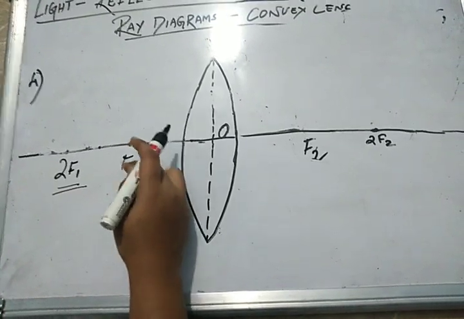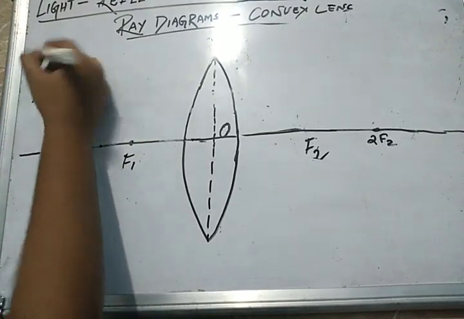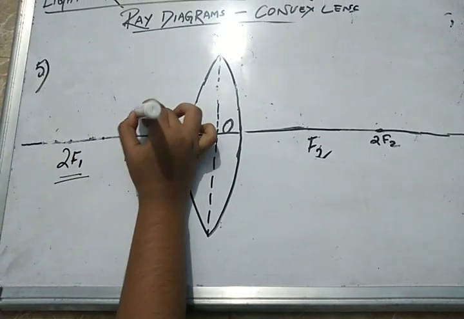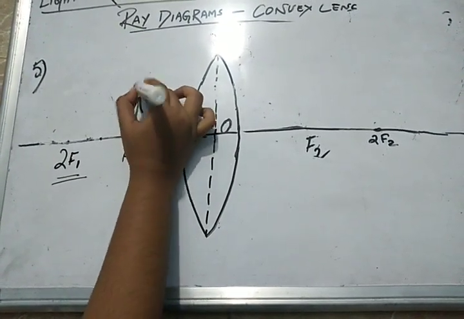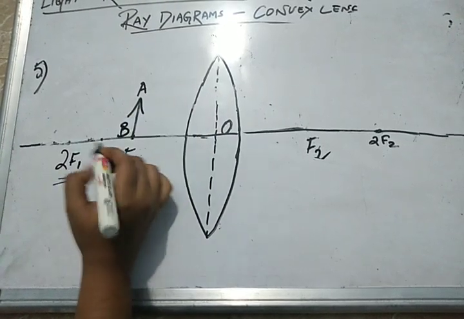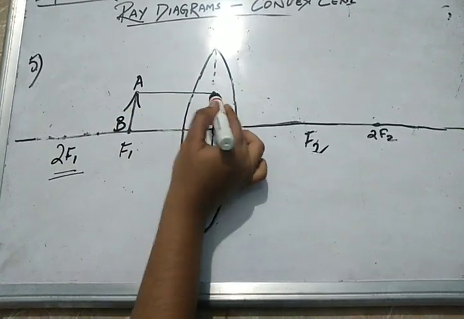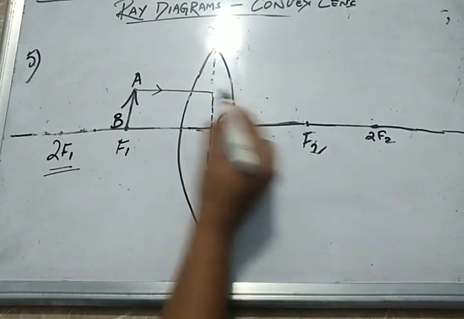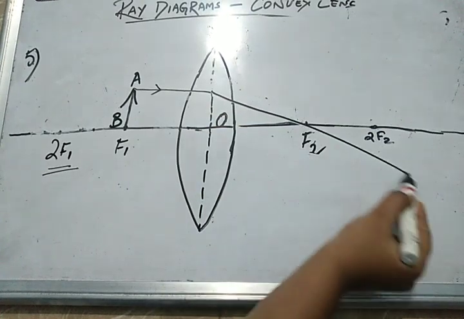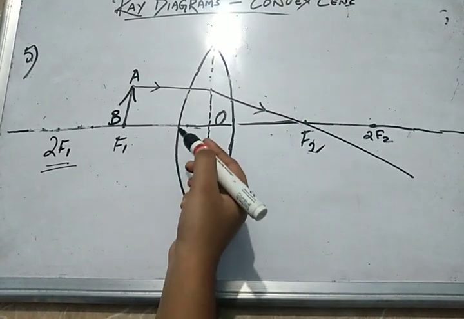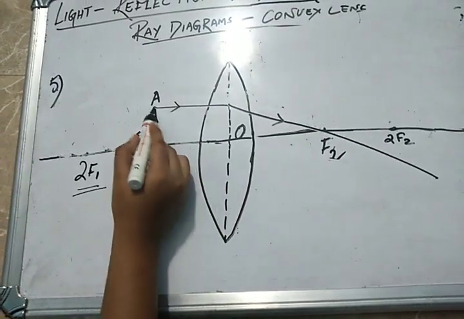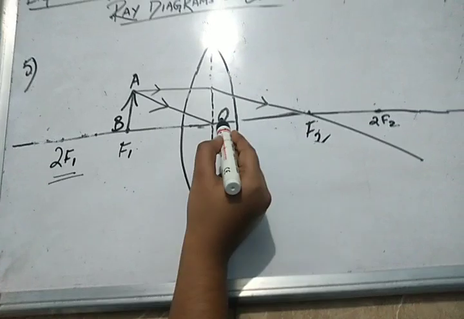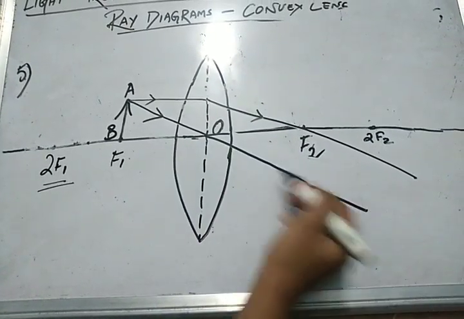Now, number 5. The object is at F1. The object is placed at F1. A, B. This is my first incident ray. After refraction, it passes through F2. This is a refracted ray. Another incident ray goes through this optical center, after refraction emerges like this.